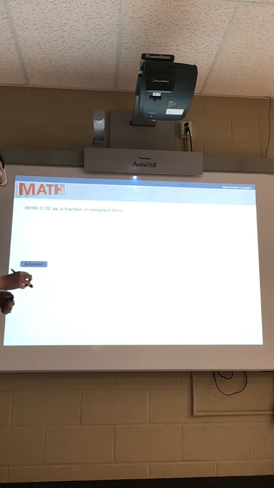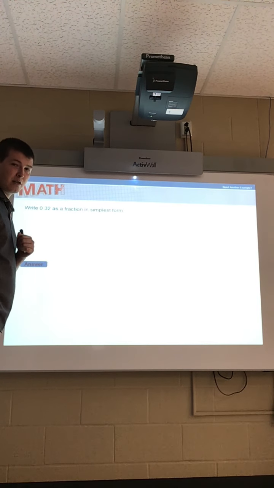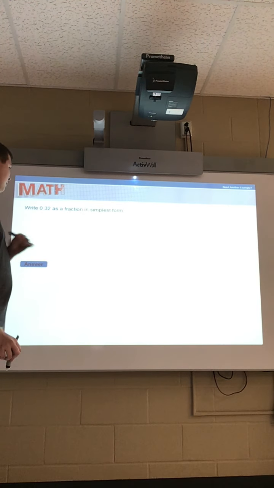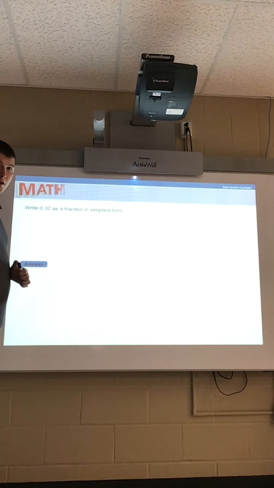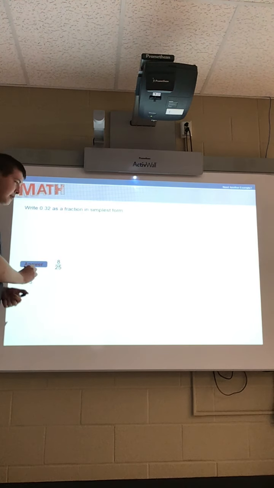You can go ahead and try this one, and push pause right now, and then push play when you think you have it. But write this as a fraction. It is 32 hundredths. And then you should have got 8 over 25 after you simplified it.